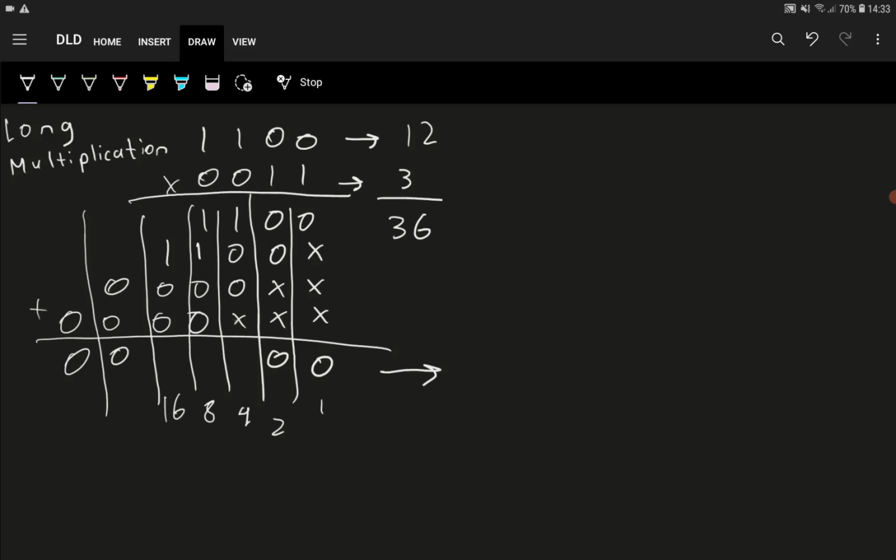It's actually pretty hilarious. 1 plus 1 is 0, carry 1. And 1 plus 1 is 0, carry 1. We would get a 1 here. And this makes sense. So we have 32 plus 4, which is indeed 36.